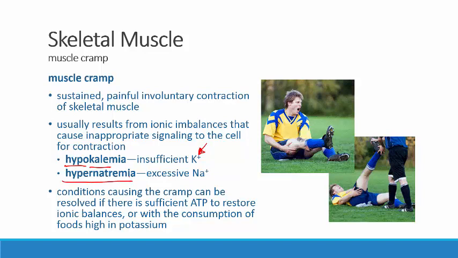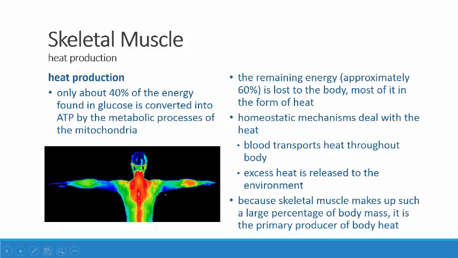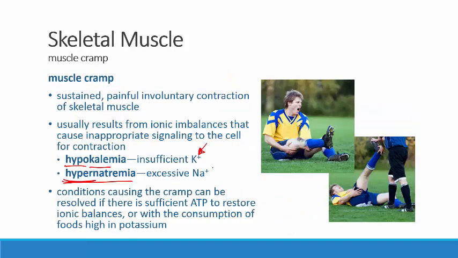Hypernatremia: hyper means excess amount of, and natrium is the old school term for sodium. So hypernatremia is having too much sodium associated with the cell. And both of these conditions can lead to cramping.